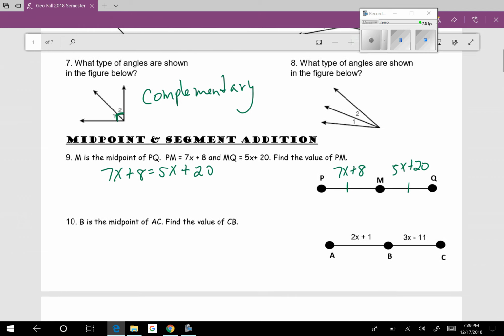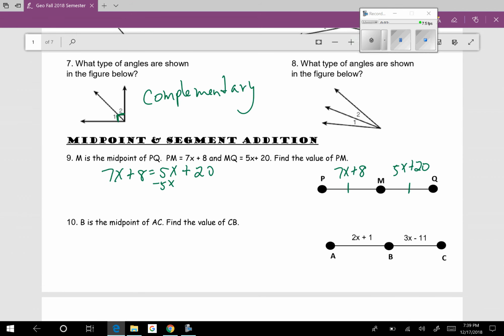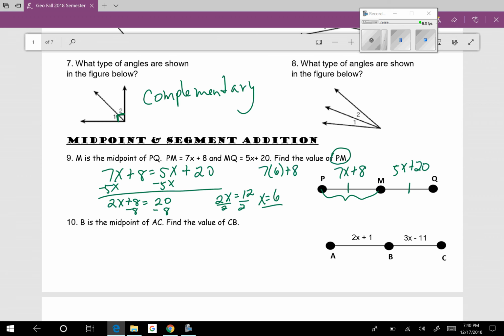All right, and we'll solve here. So take away 5x. So you get 2x plus 8 equals 20. Take away 8 from both sides. So you get 2x is equal to 12. Divide by 2. And you get x is 6. Now we need to find PM. So we have to actually plug in to the expression here for PM. So 7 times 6 plus 8. So 7 times 6 is 42, and you add 8 to that, you get PM is 50.